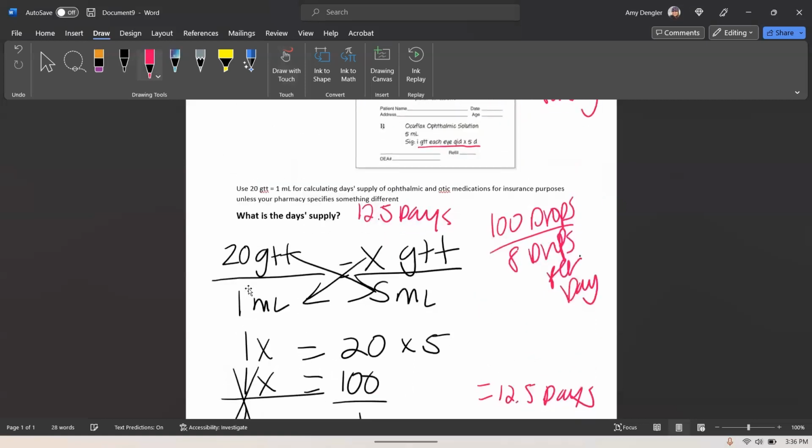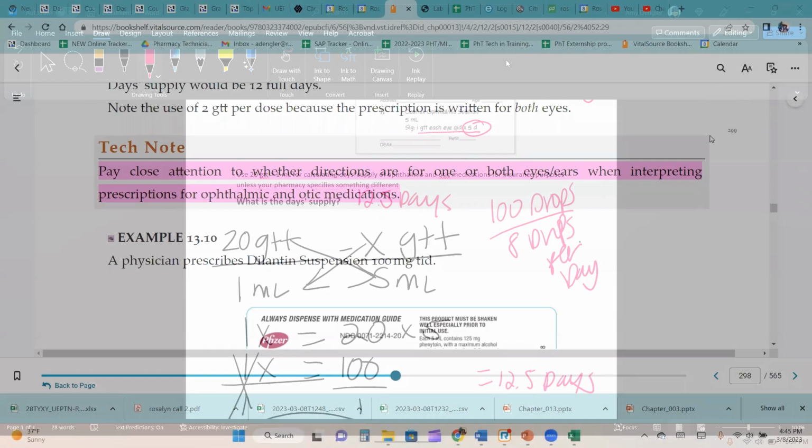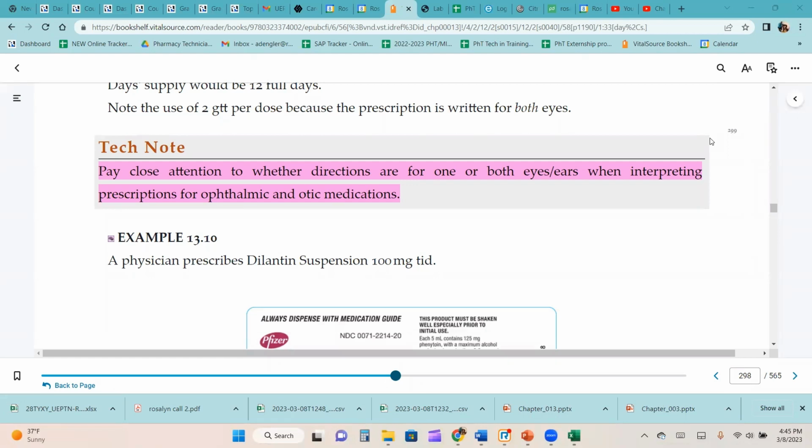Now, some pharmacies might want you to enter in 5 days because that's what the prescription said. Some might prefer you enter in how long the medication would technically last. That's just up to the pharmacy. So another little tech note, pay close attention to whether directions are for one or both eyes or ears when interpreting prescriptions for ophthalmic and otic medications. That will change your day supply based on if they're using it for one or both ears.